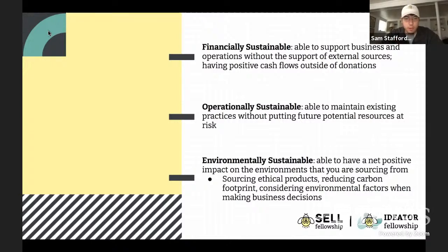Does anybody have any questions about the triple bottom line or why it's important?